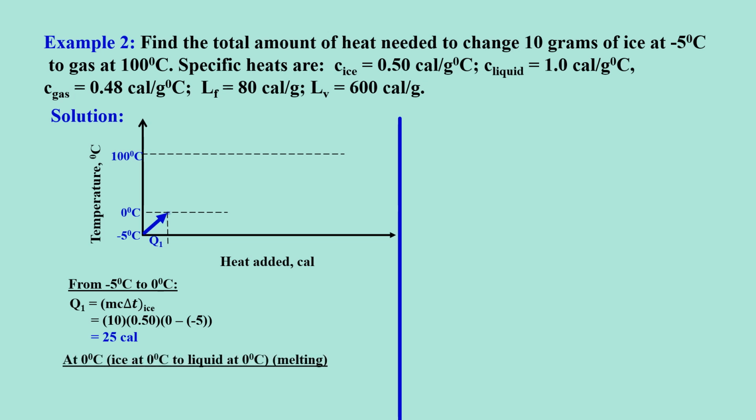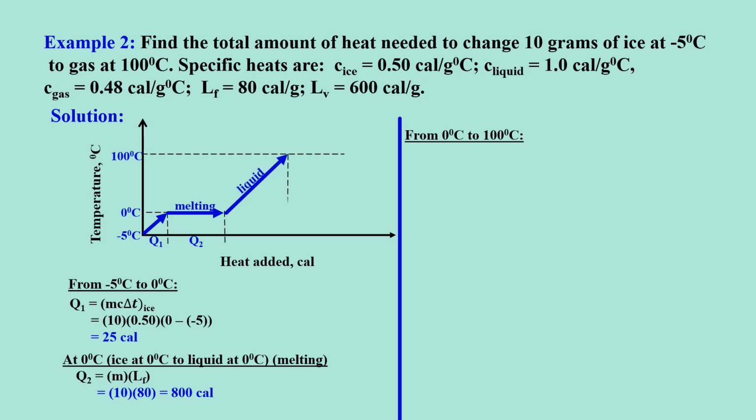From 0 to 0, in other words, ice at 0 to liquid at 0, during the melting process, we need this amount of heat Q sub 2, which is given by M times LF. So 10 times 80 equals 800 calories. To bring the liquid at 0 to liquid at 100, we need this amount of heat, which is given by Q sub 3 equals MC delta T of the liquid. Substituting and simplifying, we have Q sub 3 equals 1,000 calories.